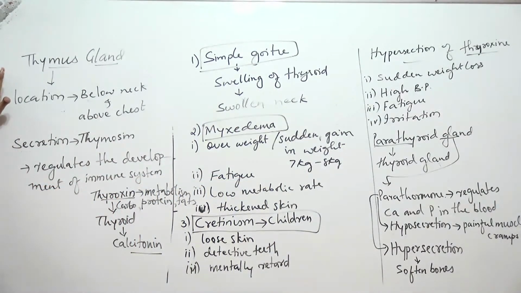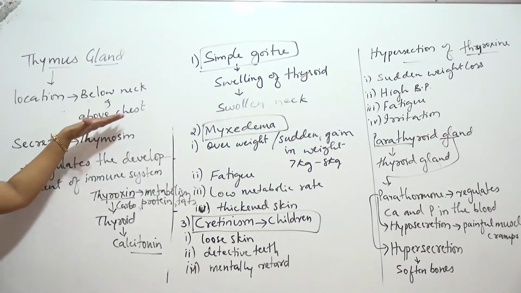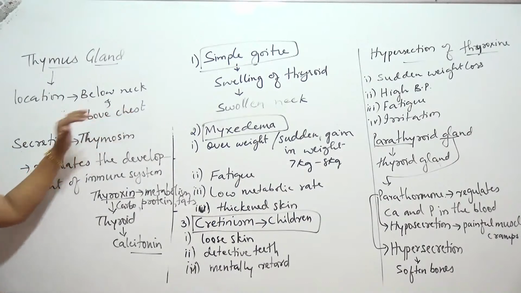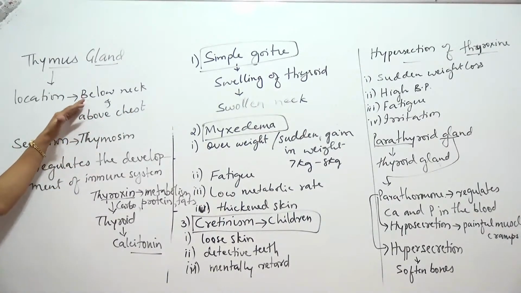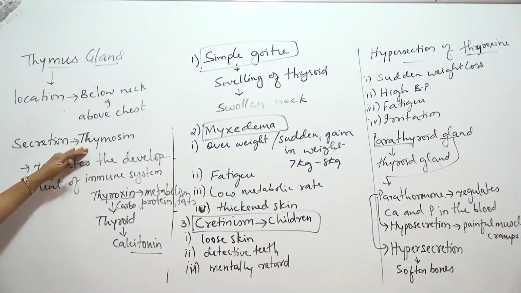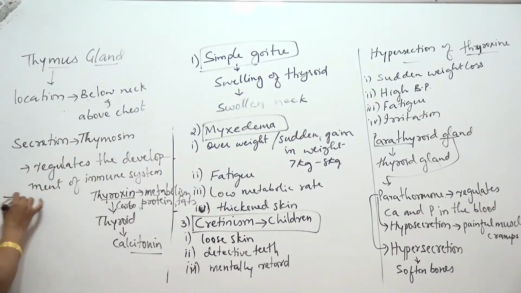The other endocrine gland we came across is the thymus gland. What does this thymus gland do? Where is it present in the body? The thymus gland is below the neck and above the chest region. This thymus gland secretes the hormone called thymosin. Thymosin is the hormone secreted by the thymus gland.